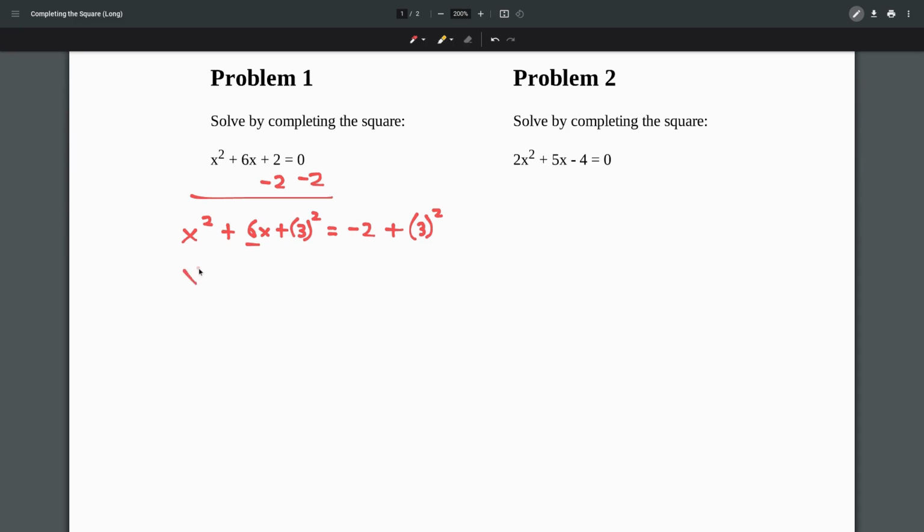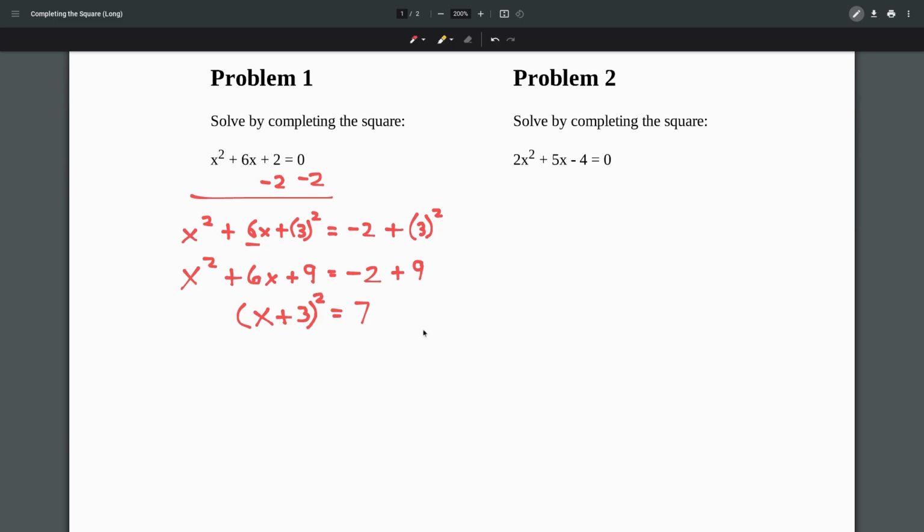Okay, so on this side we're going to get x squared plus 6x plus 9, and that's going to equal negative 2 plus 9. So on the right hand side we get just 7. On the left hand side, what we have is a perfect square trinomial. So this is going to factor into a binomial squared. And in this case it factors into x plus 3 squared. I do have some videos on factoring on this channel in case you want to take a look at those.